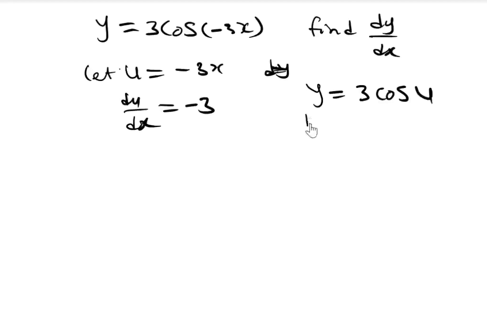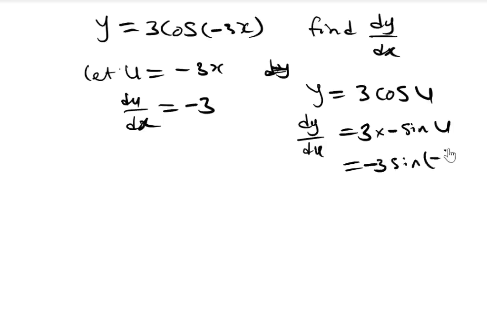To differentiate y with respect to u, the differentiation of 3 cos u gives minus 3 sine u. We already know that our u is minus 3x, so this will be equal to minus 3 sine of minus 3x.